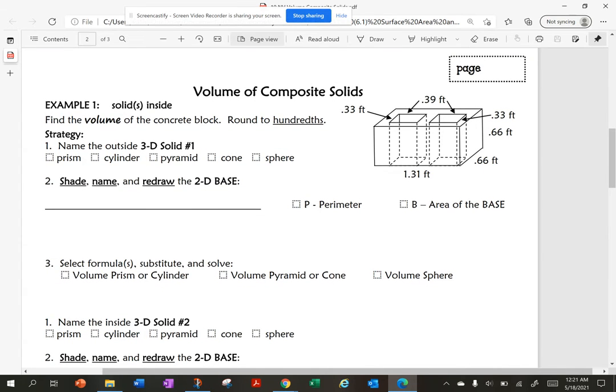All right, so taking a look at my first example here, I have two objects inside. So I am going to subtract what's inside from the outside solid. I'm going to start with the outside as my solid number 1. This is the one on the outside. This is my outside solid. I'm going to do this whole outside.